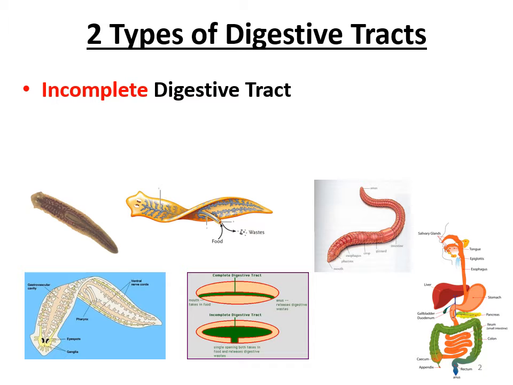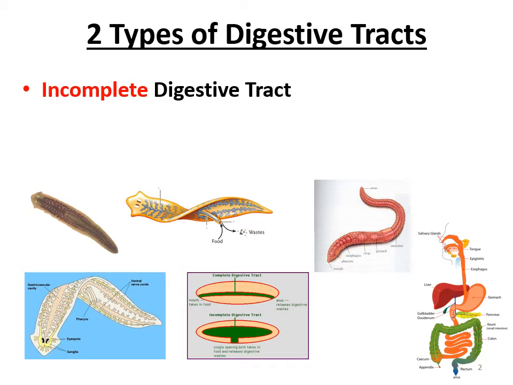They only have one opening. So the same opening deals with the entrance of food and the exit of wastes. Okay, so the example to think of for that one is planaria or flatworms, which you see in this picture here. And you notice it only has one opening. So kind of visualize that if you had an incomplete digestive tract, that would mean that after you eat your food, then poop would basically come shooting out of your mouth.